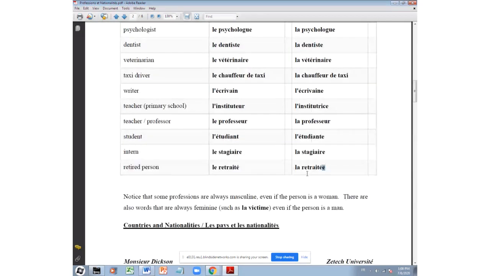Now, let me say this. Remember we were told about this. Notice that some professions are always masculine, even if the person is a woman, as you have seen there. Like the word professeur. So je suis professeur. We can say, for example, Madame Fina is a professeur. So that's why in the noun we say le and la, but the noun remains the same. So even in the case for the profession, they also remain identical. The person you are referring to is what is going to determine, of course. So we say le professeur, il est professeur. So we are saying the same thing.